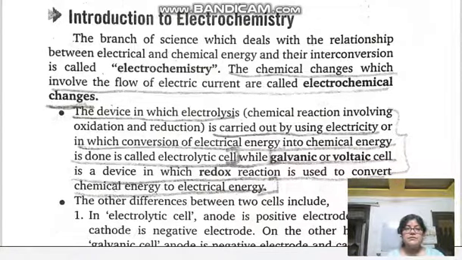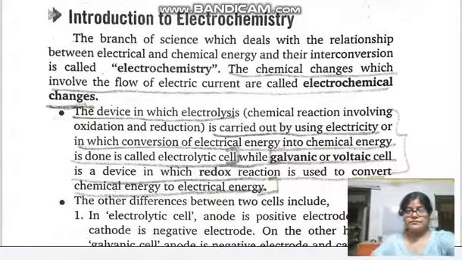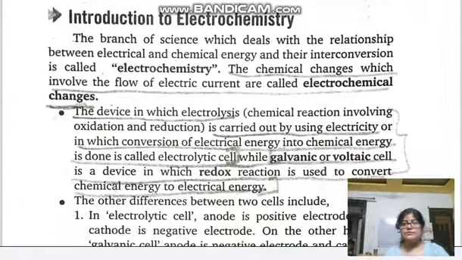Hello guys, this is the chapter of electrochemistry. Now I am going to start to explain it to you. Now what is electrochemistry? As you can see on our screen, the branch of science which deals with the relationship between electrical and chemical energy and their interconversion is called electrochemistry.